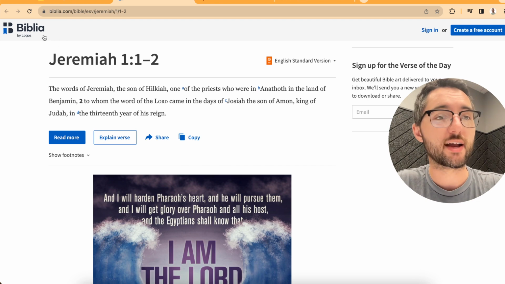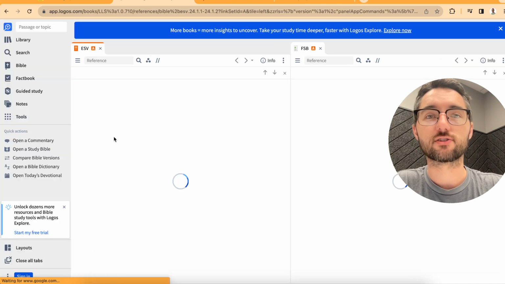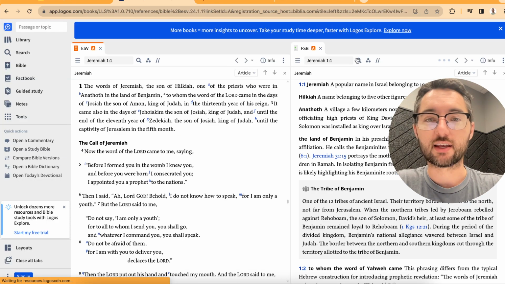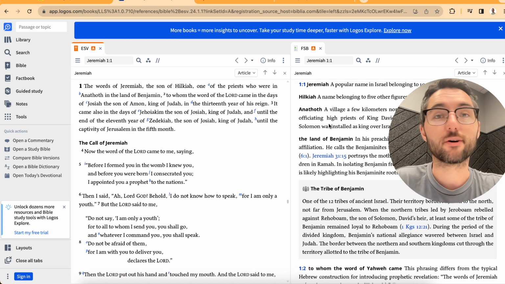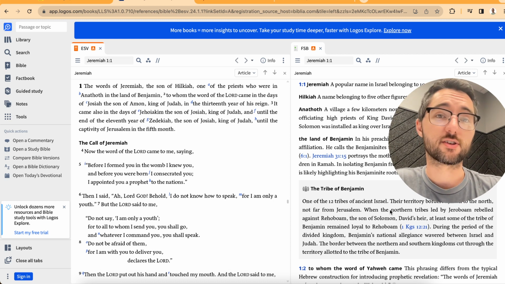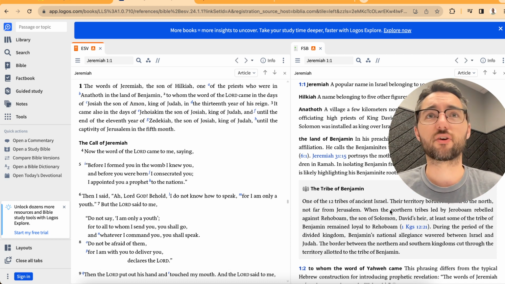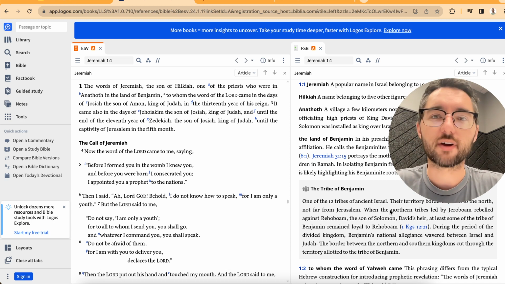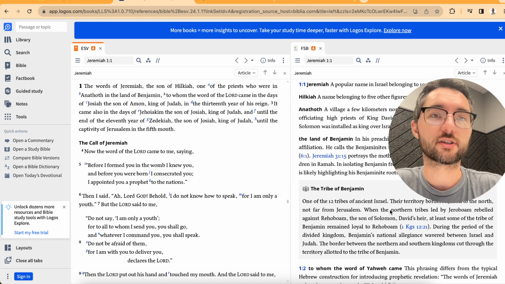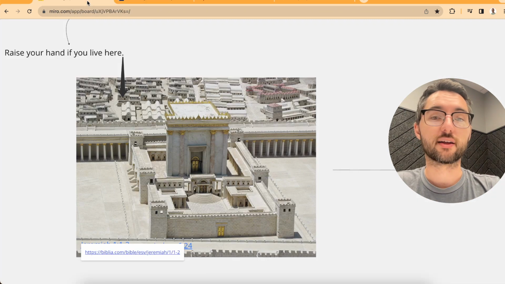And one cool thing that Logos does a really great job of is this button, explain verse. It dials in and gives you some breakdowns. So if you're like, I don't know what the land of Benjamin is, boom, you got a little note, and you even got some history on the tribe of Benjamin. So if you are looking to be like, well, I don't understand the context of the author, how is that going to help me? This is a great tool to help you understand. And as we get into the actual class, I'll show you how we apply these tools.